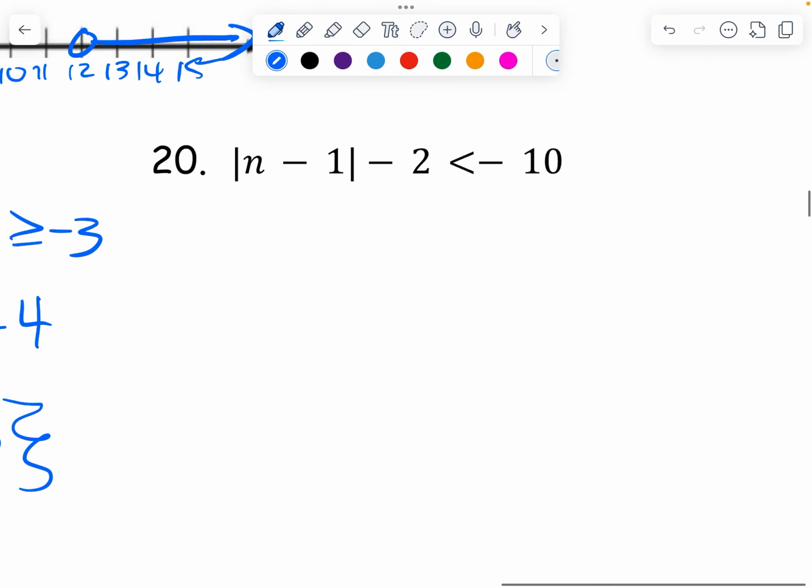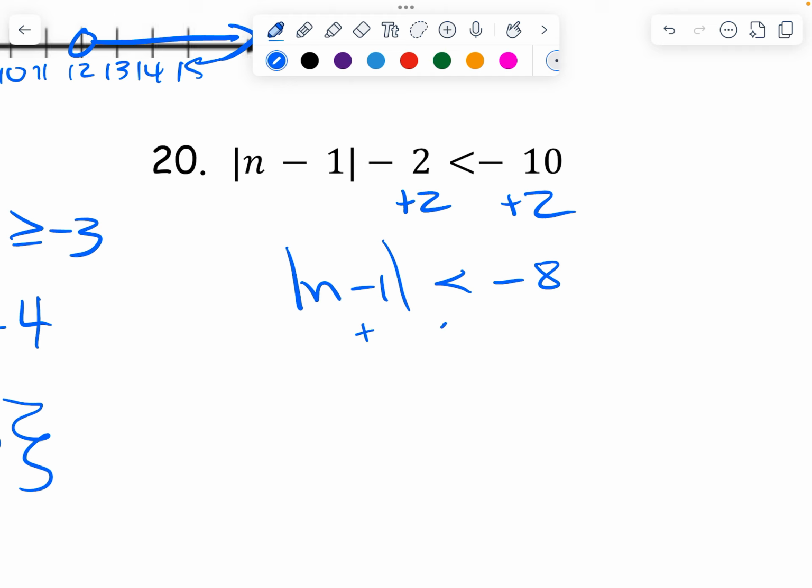Okay, this one, I add 2. I get n minus 1. The absolute value of it is less than negative 8. Positive less than negative never happens, so the answer is no solution.